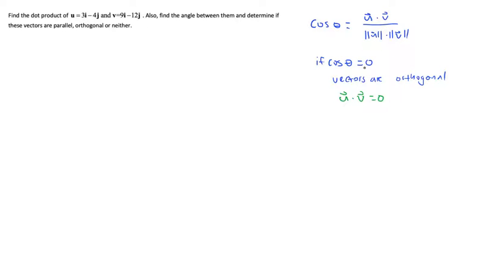Oh yeah, just a reminder, right? If cosine of theta is 0, that means that theta is 90 degrees or 270, right? Either way, the vectors will be orthogonal. Well, what if cosine of theta is equal to 1, right? If cosine of theta is equal to 1, that means that the angle is either 0 degrees or 180 degrees. Then the vectors are parallel.